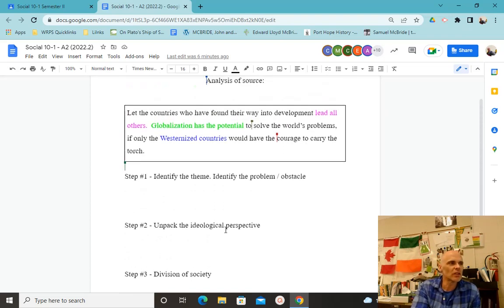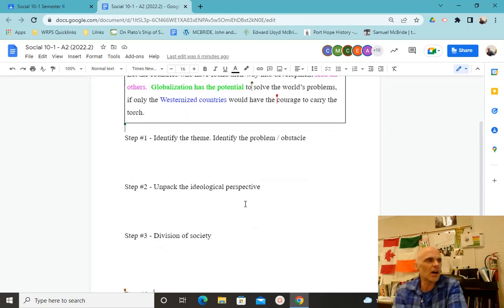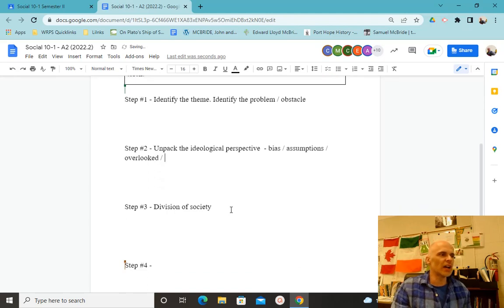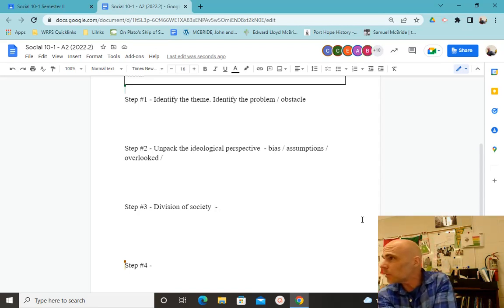So we've unpacked the key language. We've identified a theme and a problem, some obstacles. While we unpacked the ideological perspective, we found some bias, some assumptions, some things that maybe they overlooked, like that burden part. We talked about a division of society. We looked at how America might be offended by it, but this is a Chinese, Japanese, this is a global problem. It's not just an American problem. But before we say this is how we solve the problem, what do we need to do?